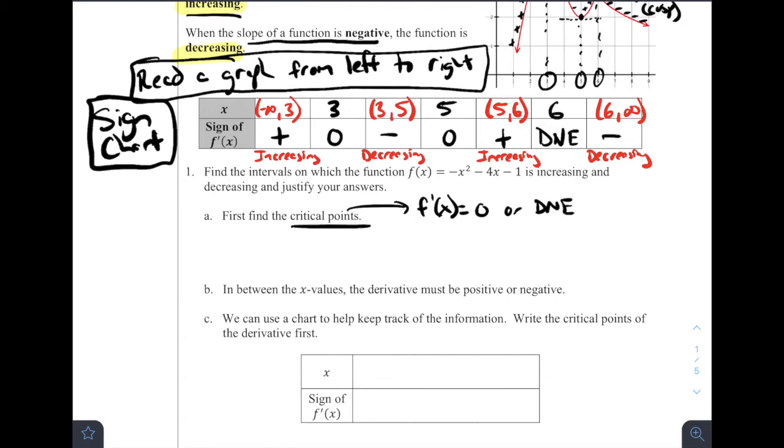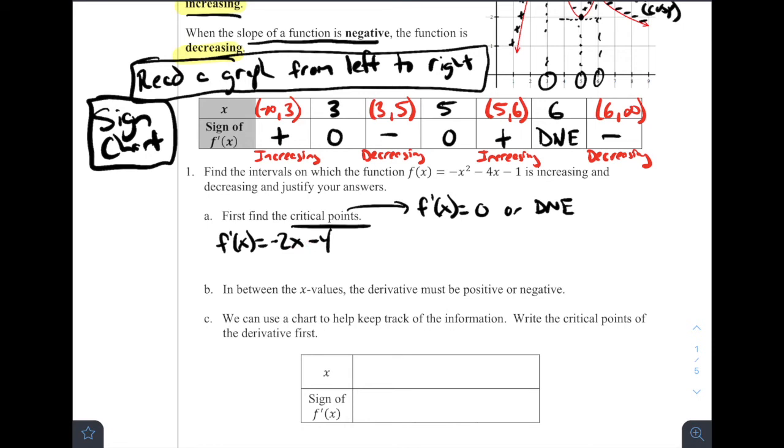And so we can see that this is a well-behaved function. There are no x values that would cause this to be undefined. So in that case, it can only equal 0. And actually, that's the original function, so we wouldn't even want to be looking at that. We want to be looking at f prime. So let's take that derivative first. So f prime of x is equal to negative 2x minus 4. Similarly, again, well-behaved. There are no x values that make this undefined.